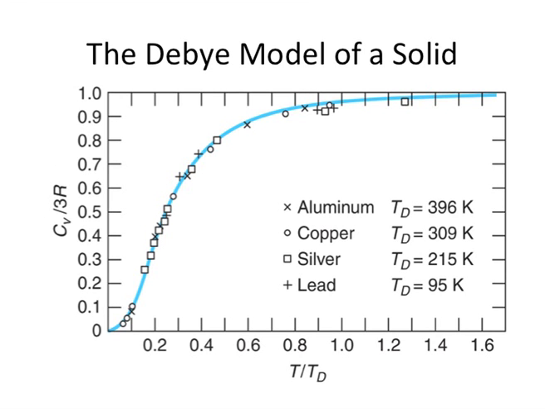We can see in this diagram Cv by 3R, the normalized function, shown on the y-axis. T divided by Td, the Debye temperature, is normalized again on the x-axis. For materials like aluminum, copper, silver and lead, the Debye model has been found to fit at all these temperatures, including lower temperatures. That's how it became a success.